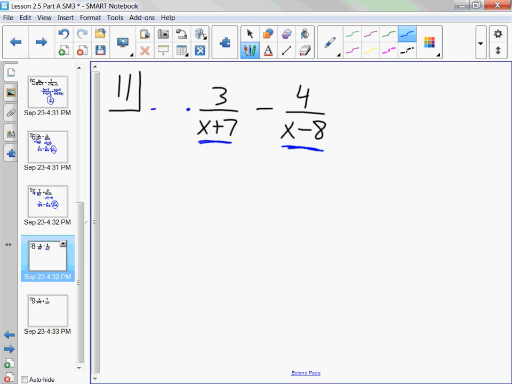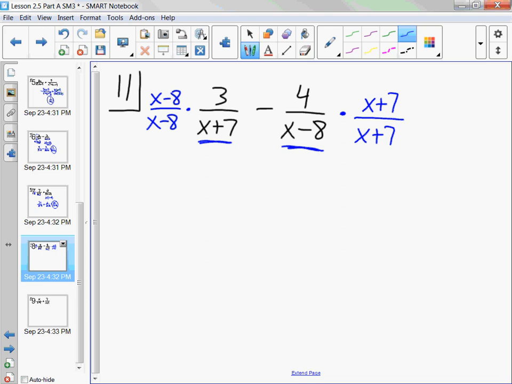So this one I've got to multiply by x minus 8, but I've got to do it to the top as well. Because x minus 8 over x minus 8 is equal to 1, and you can multiply anything by 1 and not change the value of it. It just changes what it looks like. It's a special kind of 1. And on the right side, I've got to multiply the bottom by x plus 7, which means I also have to multiply the top by x plus 7. So that's a special 1 over there as well.